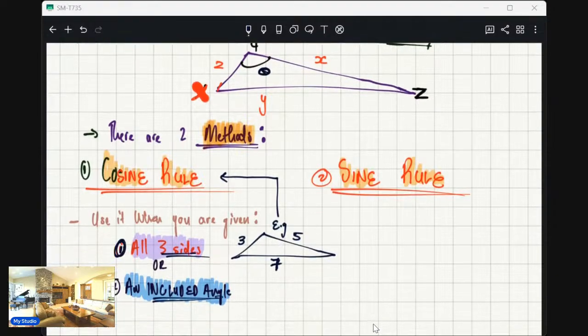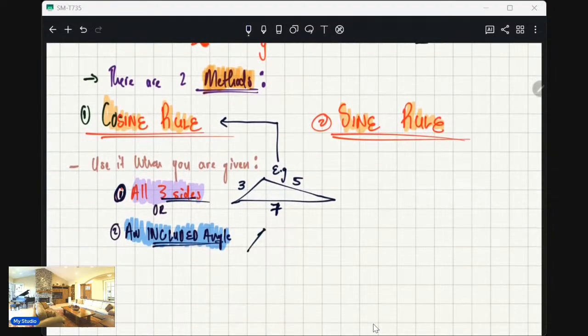What about this situation? They give you 40 degrees and they tell you this is 4, this is 6, and they ask you to find x or whatever. What method do you use? We use the cosine rule again. Why? Because it has an included angle. You test the angle 40 degrees.